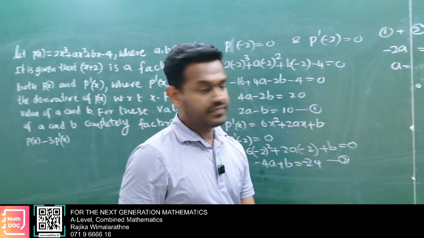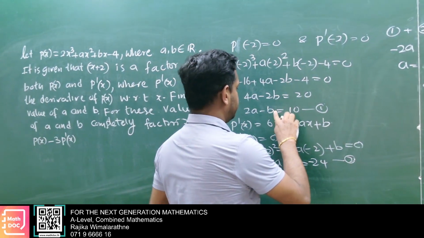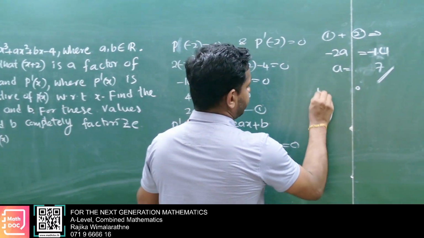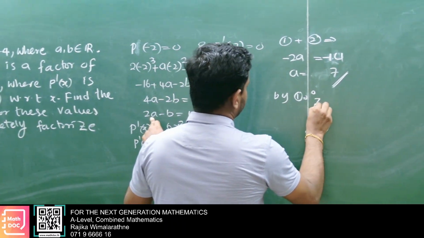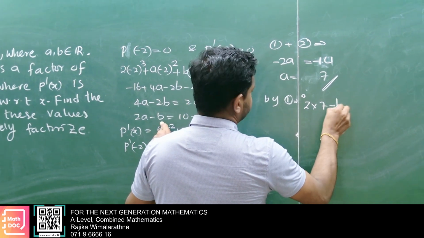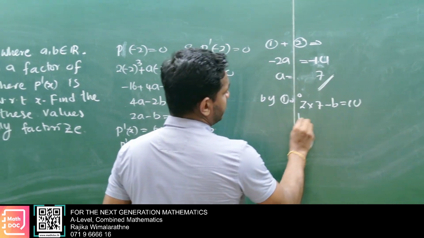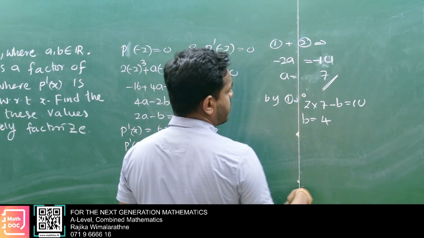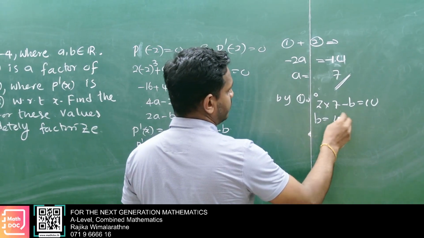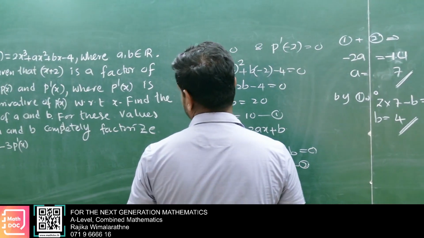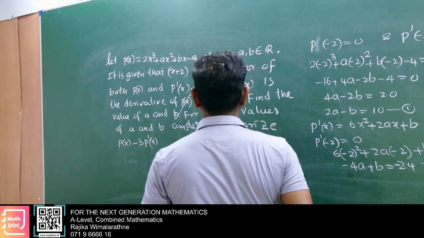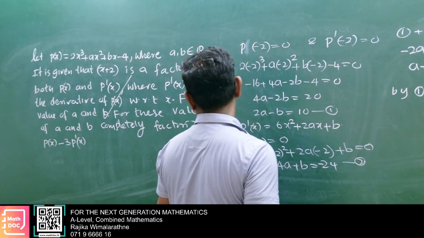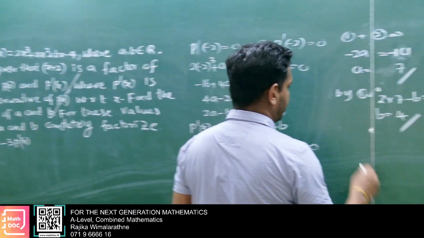Okay, then substitute into equation 1: 2 times 7 minus b equals 10, then b equals 4. 14 − 4. So now we know the a and b values. Find the values of a and b. For these values of a and b, completely factorize P(x).